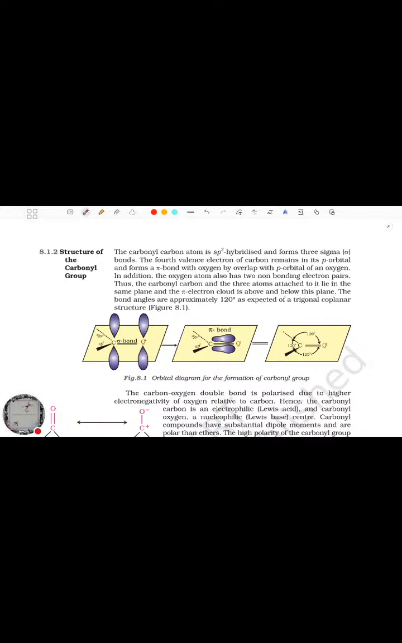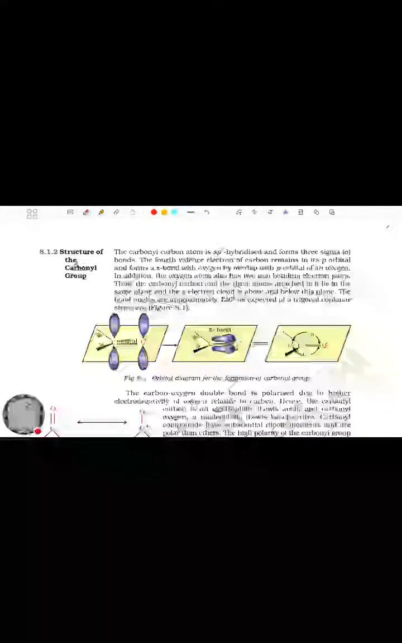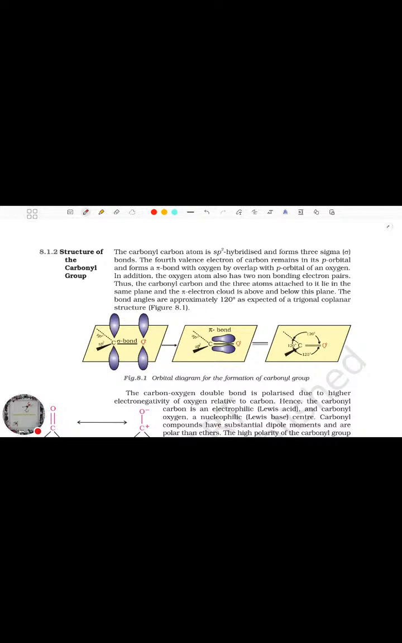So basically we are talking about a structure in which the carbon is sp2 hybridized, the fourth valence electron remains in the p orbital and forms a pi bond with oxygen by overlap with the p orbital of an oxygen, which has two non-bonding electron pairs. Thus, the carbon and the three atoms attached to it lie in the same plane, and the pi electron cloud is above and below this plane, and the bond angles are approximately 120 degrees as expected.